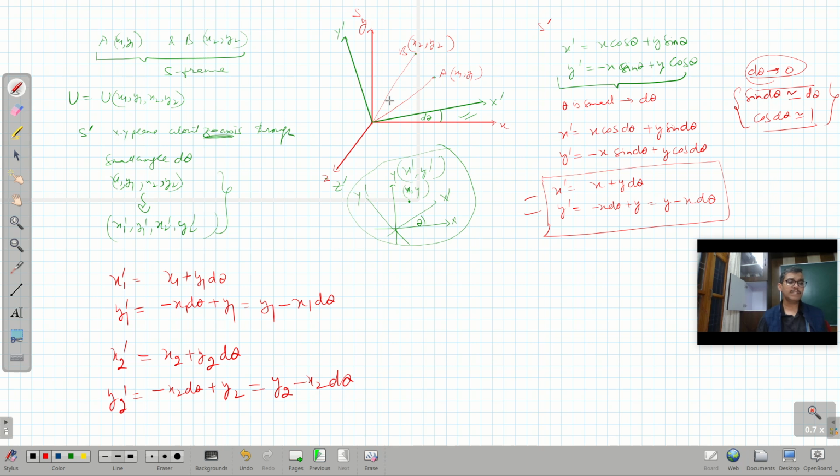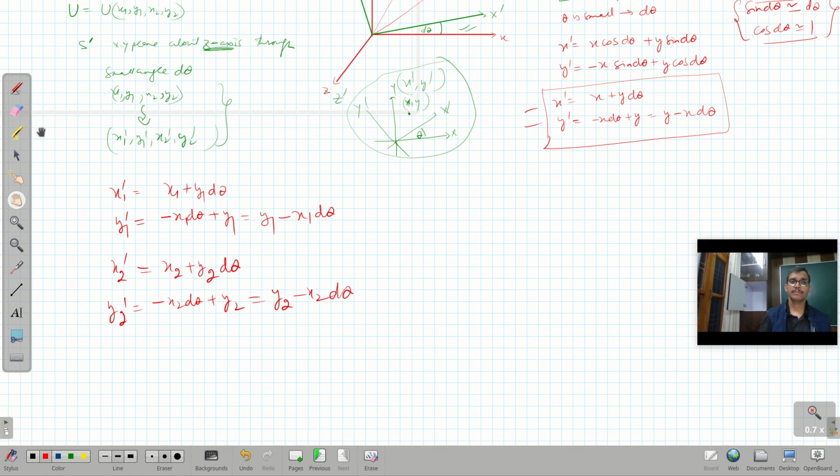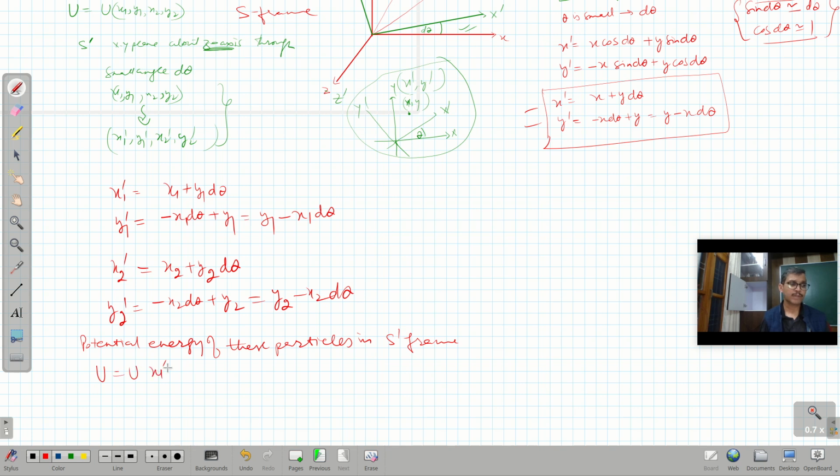Now, this is the potential energy in the S frame. Now the potential energy of these particles in the S prime frame is represented by U is equal to U of x1 prime, y1 prime, x2 prime and y2 prime.